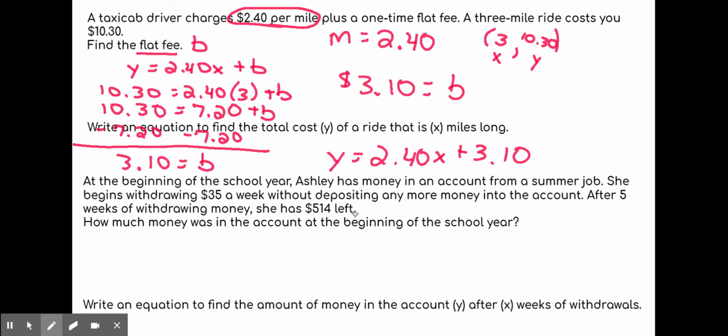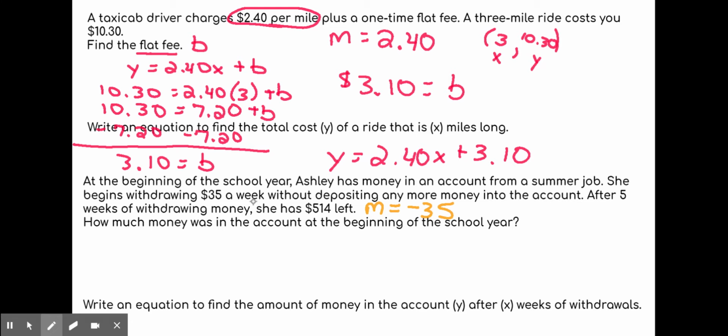We need a point. We need a point in the slope. So what is our rate of change? I'm going to give you a second. You figure out the rate of change. The rate of change, the slope, is negative 35. She's withdrawing. This account is going down, and she's withdrawing $35 per week.